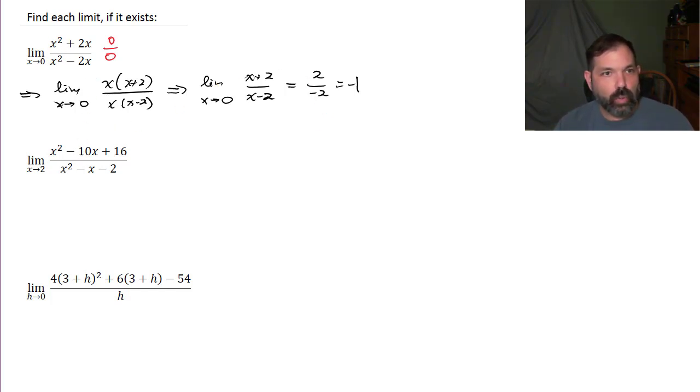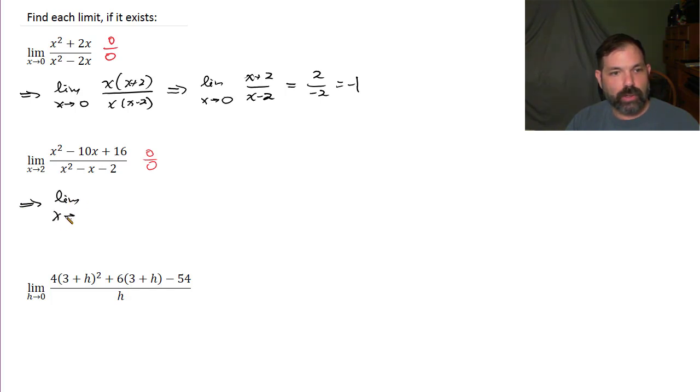All right, let's try the next one. If I let x approach 2, 2 squared is 4. 10 times 2 is 20. 4 minus 20 is negative 16, plus 16 is 0. 2 squared is 4. 4 minus 2 is 2, minus 2 is again 0. Again, I get a 0 over 0, an indeterminate form. Don't leave it like that.